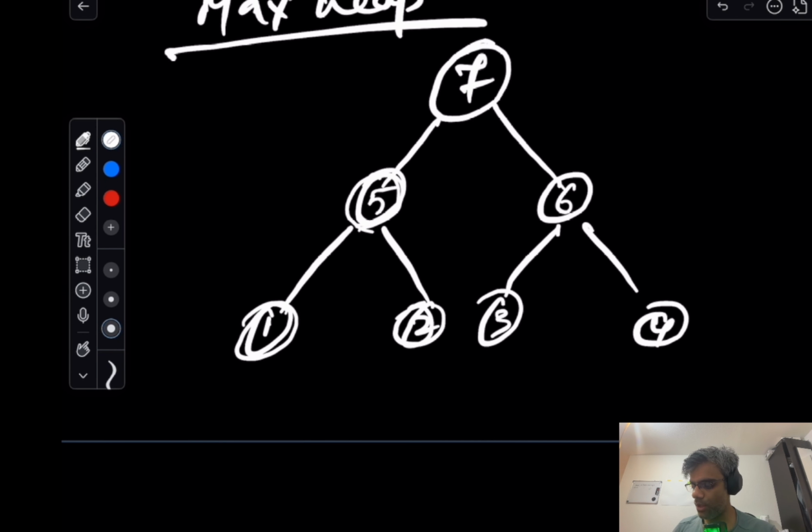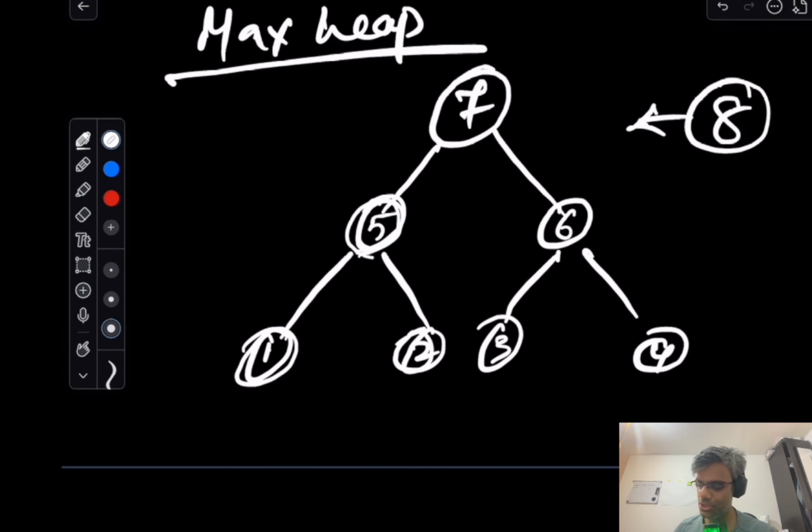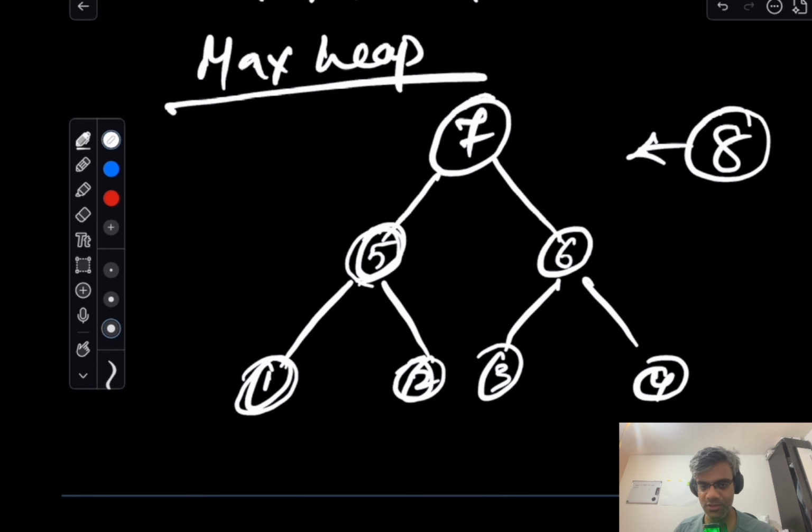Now if we introduce 8 here, say we want to add 8 into this particular max heap, the whole tree will change and 7 will find its new position, so will other nodes as well, and 8 will be the base node or the root node of this heap. And this whole process of changing the order or the location of most of the nodes is called heapification or heapify.